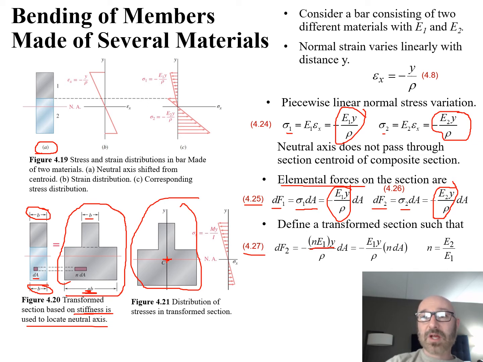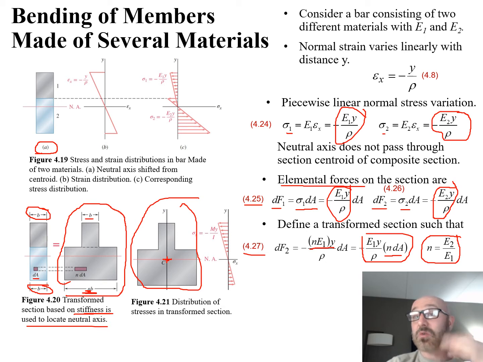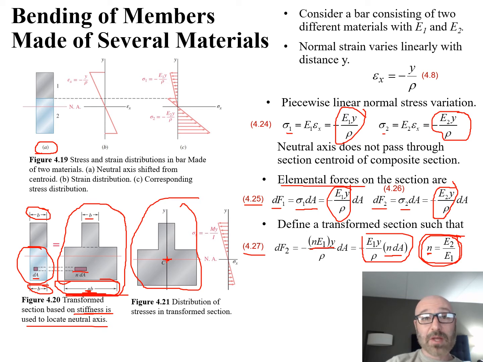We can rearrange that slightly, and what we can see is this is equal to negative epsilon 1 times y over rho times n dA. Now what we plug in for n is this ratio between E1 and E2, the modulus of elasticity of material 2 and of material 1, and that's how we get that geometry. That's how we get the shape and dimensions of the lower portion when we convert this to something similar based on the ratio between the two moduli of elasticity. So the n value applies not only to the overall shape, but to the elemental shape, n times our dA, and that comes into play with equation 4.27.